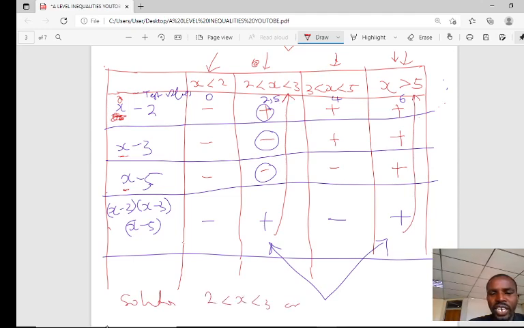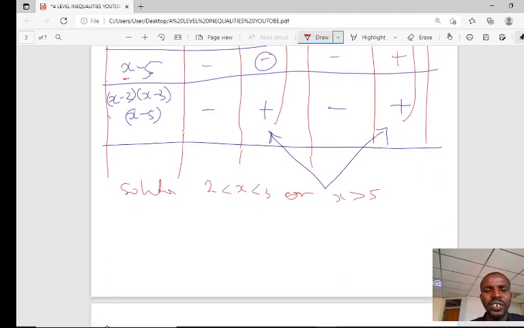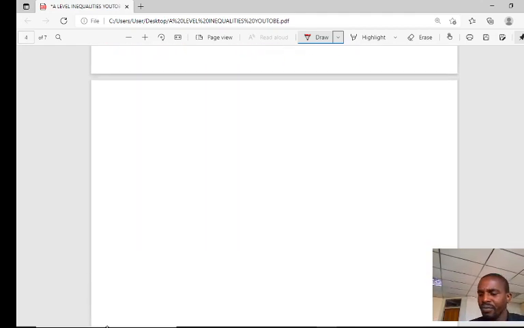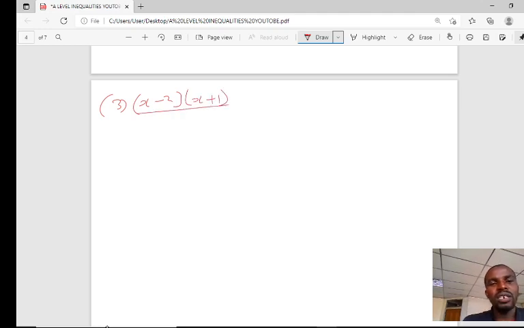Union, or you can just say "or", then x greater than 5. You're done. Just like that. That's how you solve inequalities. Right. Another example. Let me take this one. Number 3. It's (x minus 2)(x plus 1) over (x minus 1) is less than 0.